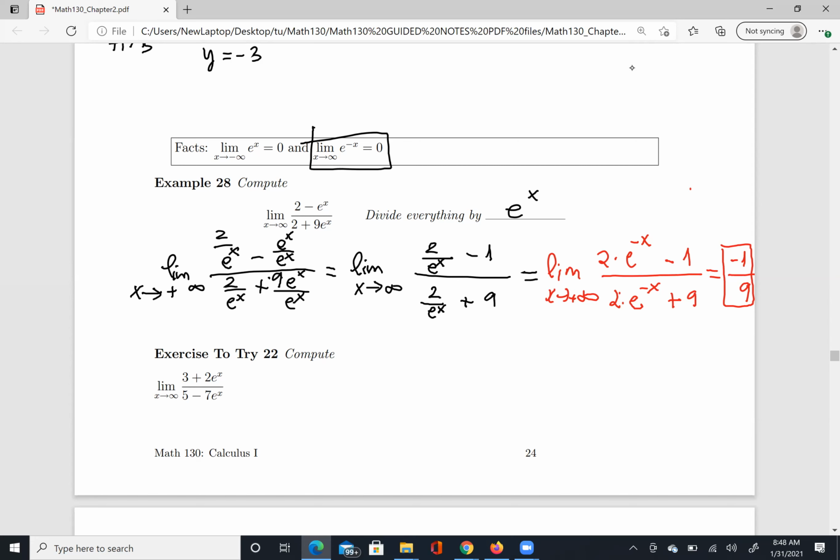You can try exercise 22, and the answer should be negative 2 over 7. I'm going to stop this section here.